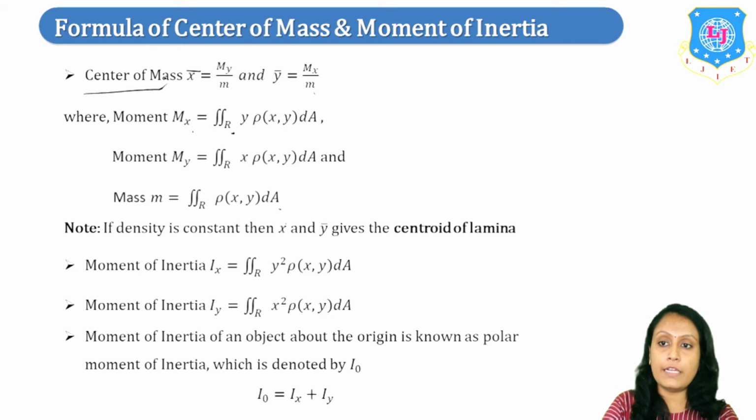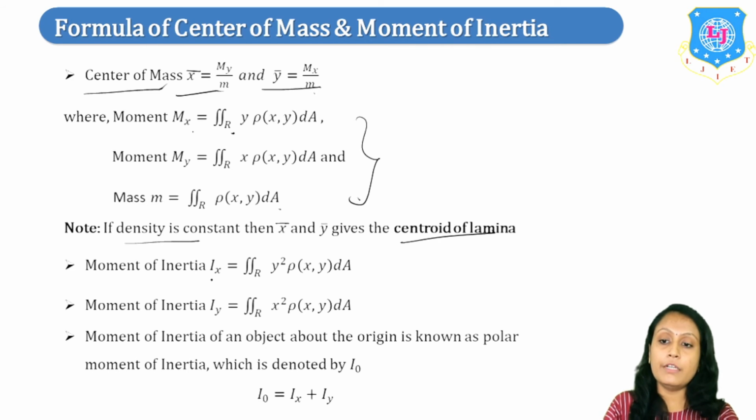So if we want to find the center of mass, we will use this formula, and we need to find these three terms and substitute the values to get the center of mass. Now if the density is constant, then x bar and y bar will give the centroid of the lamina.